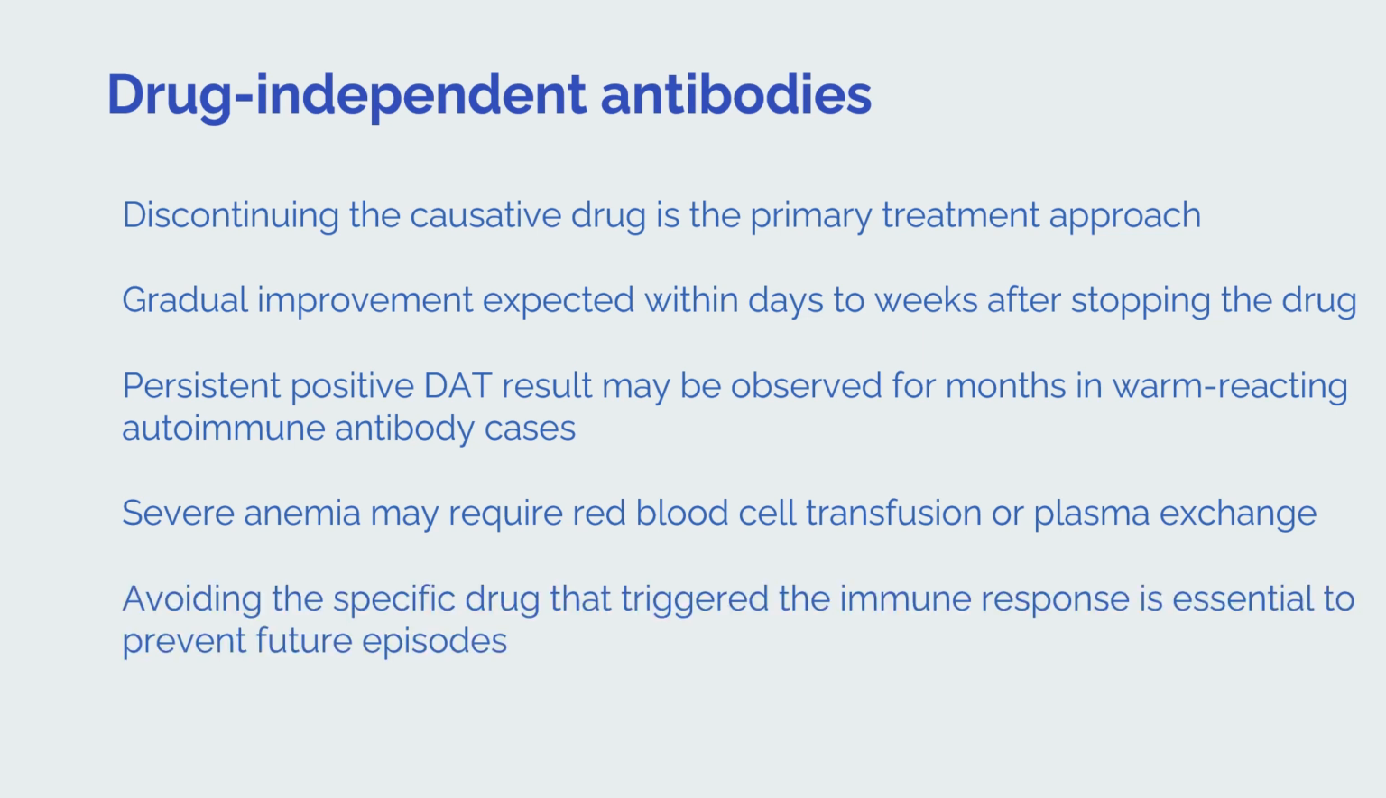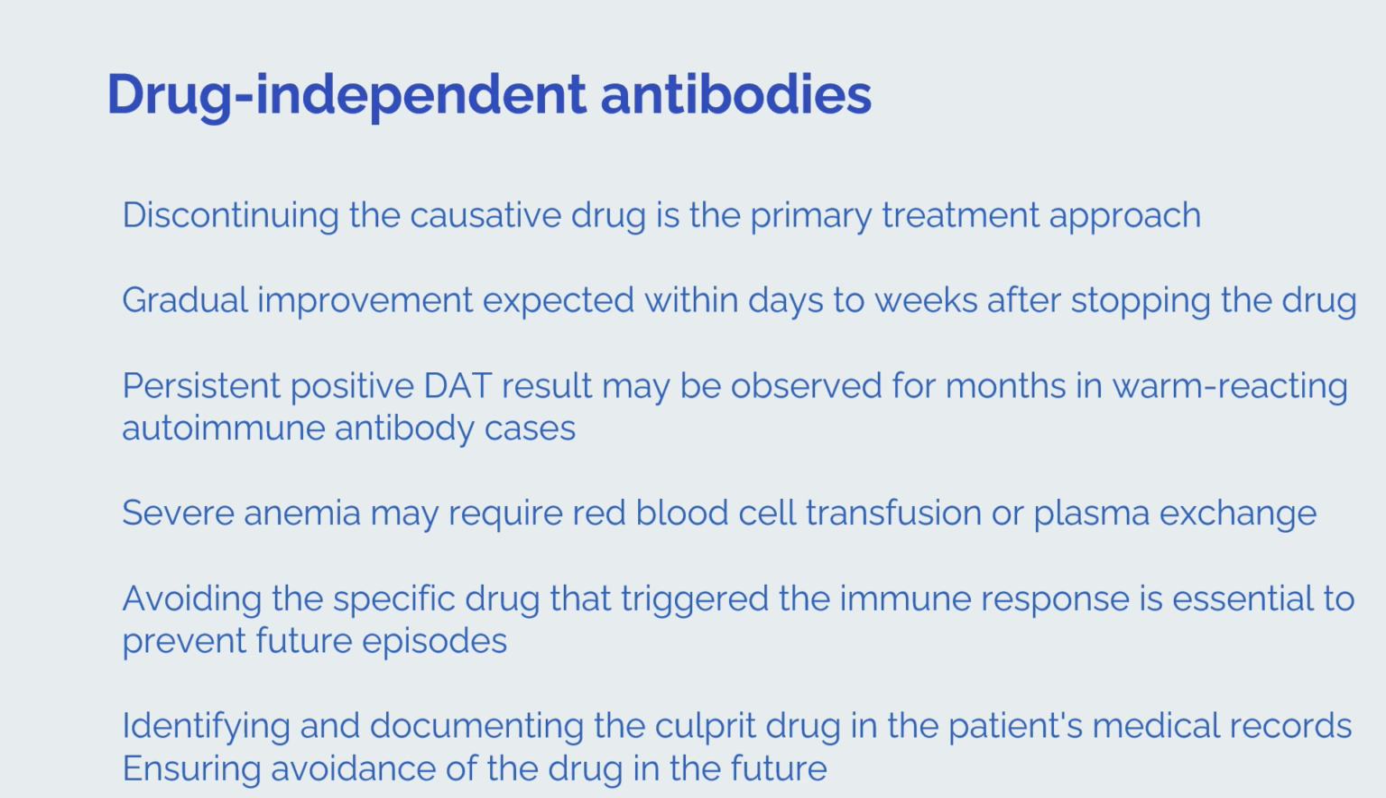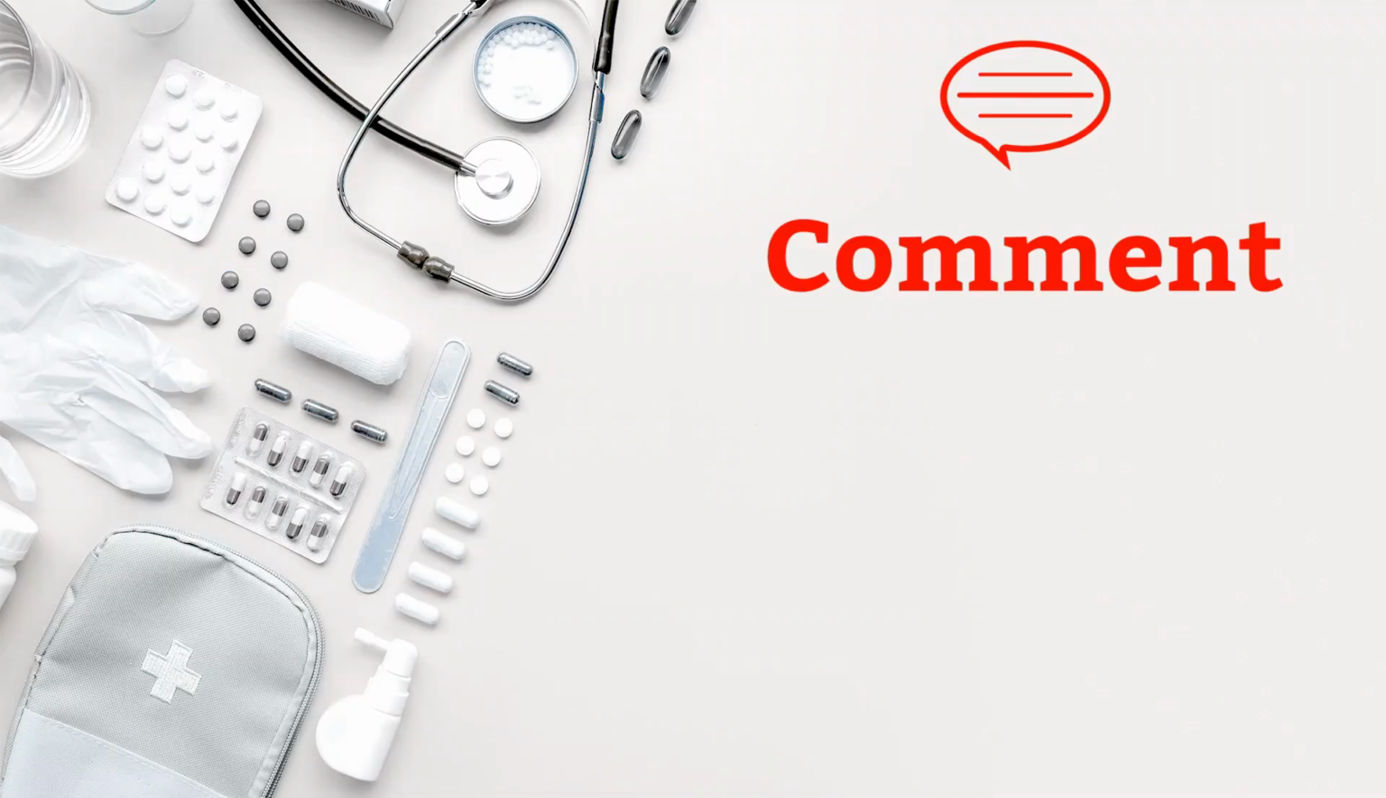Regardless of the mechanism involved in DIHA, future episodes can be prevented by avoiding the specific drug that triggered the immune response. Identifying the culprit drug and documenting it in the patient's medical records is crucial to ensure avoidance in the future.